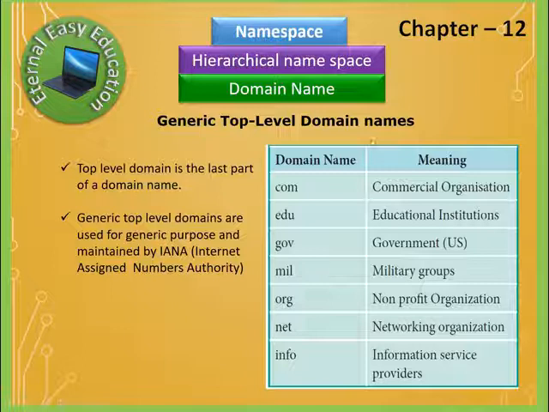Generic top level domain names. Generally, these are the top level domain names. Generic top level domains are used for generic purposes and maintained by IANA, that is, Internet Assigned Numbers Authority. COM means commercial organization, EDU means educational institutions, GOV government, MIL military group, ORG non-profit organization, NET networking organization, INFO information service providers. So these are the top level domain names.